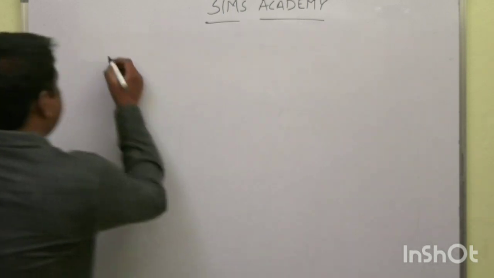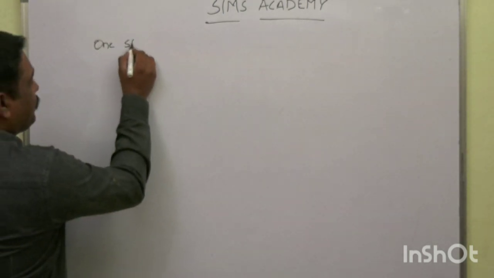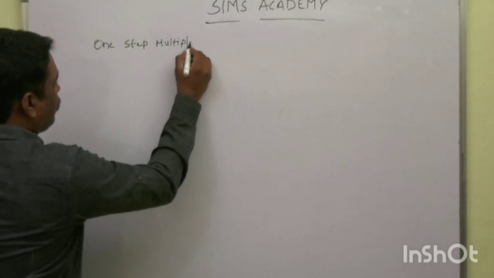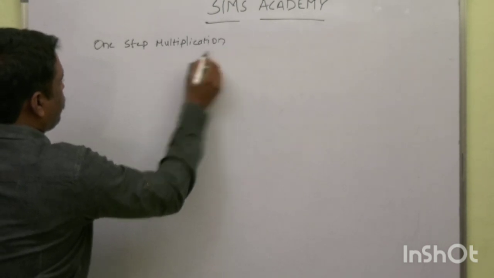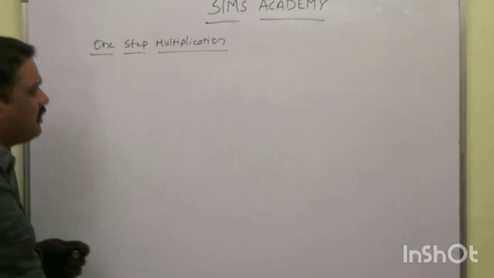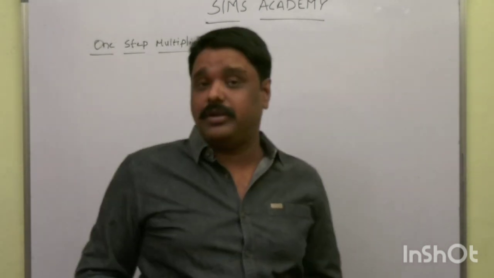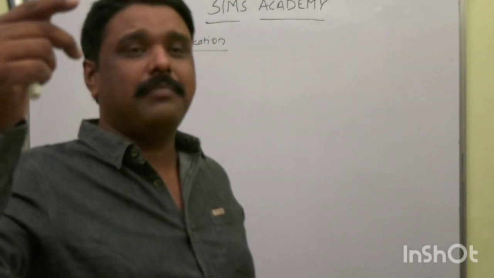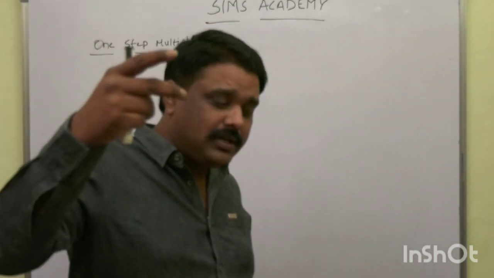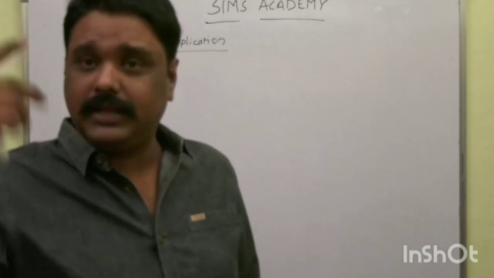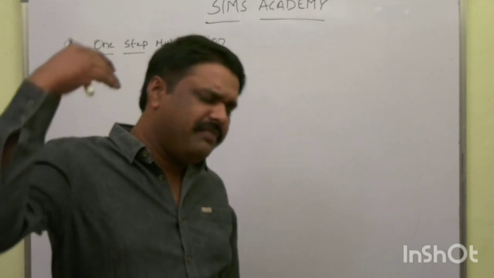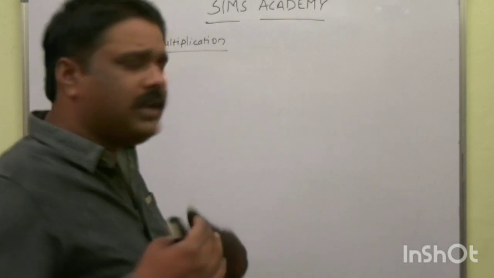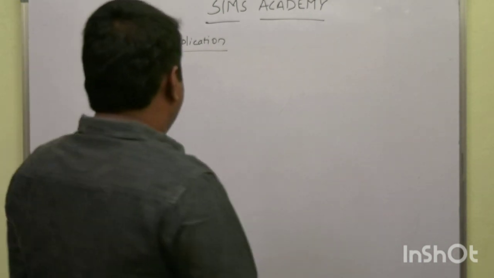Now, one step multiplication. This one step multiplication is possible only for the same kind of numbers, in the sense 2-digit number with 2-digit number, 3-digit number with 3-digit, similarly 4 with 4, and so on. With any number of digits we can multiply them.